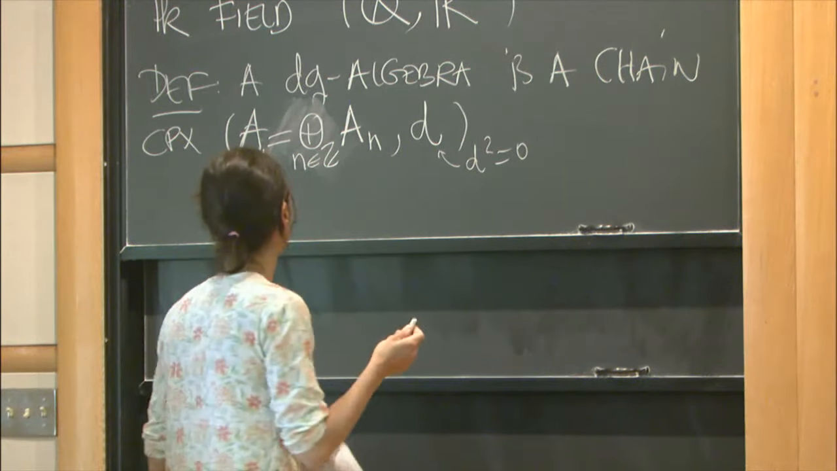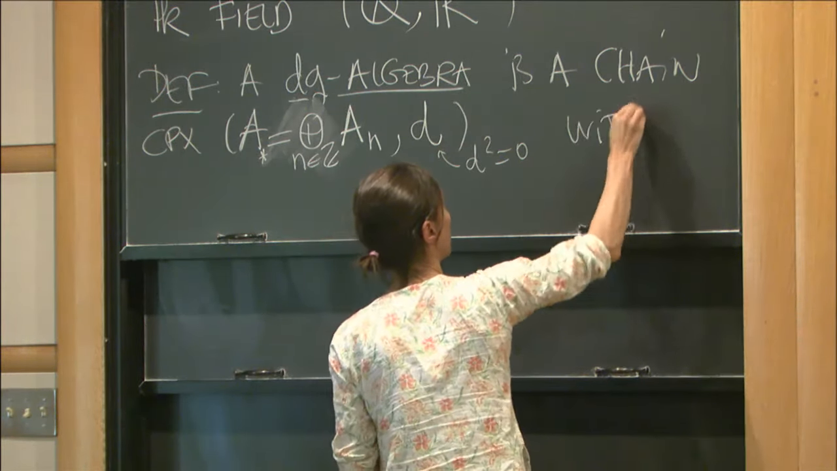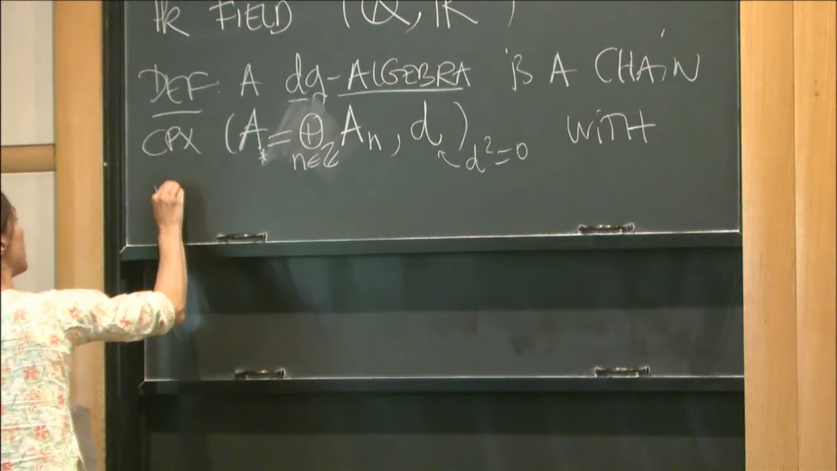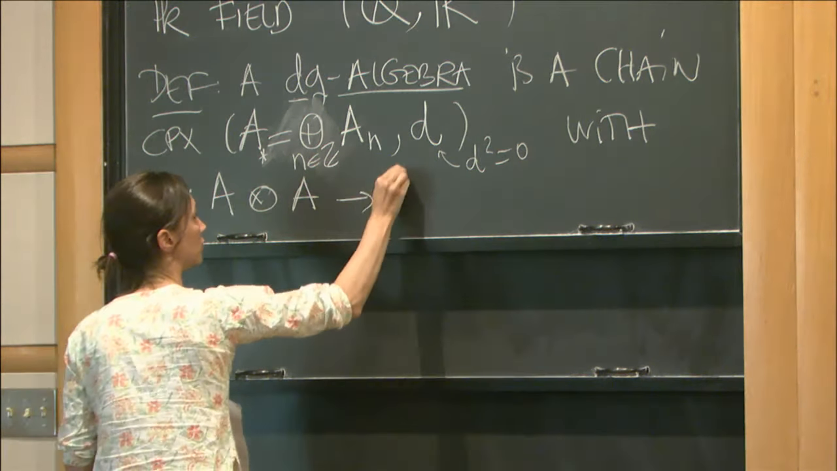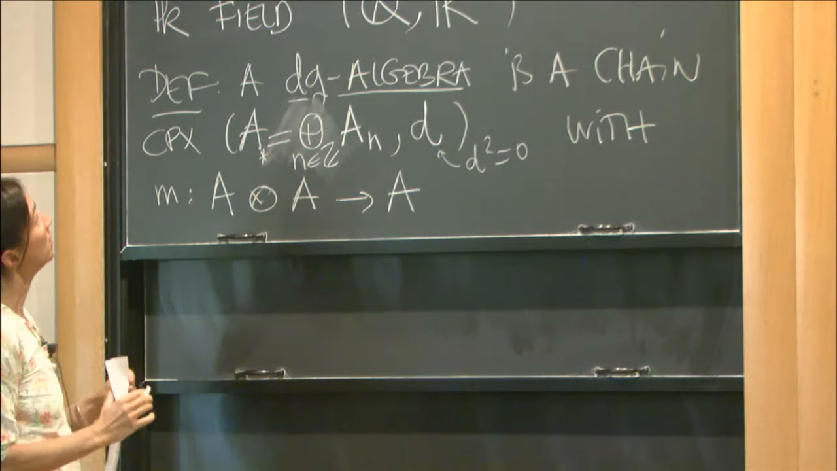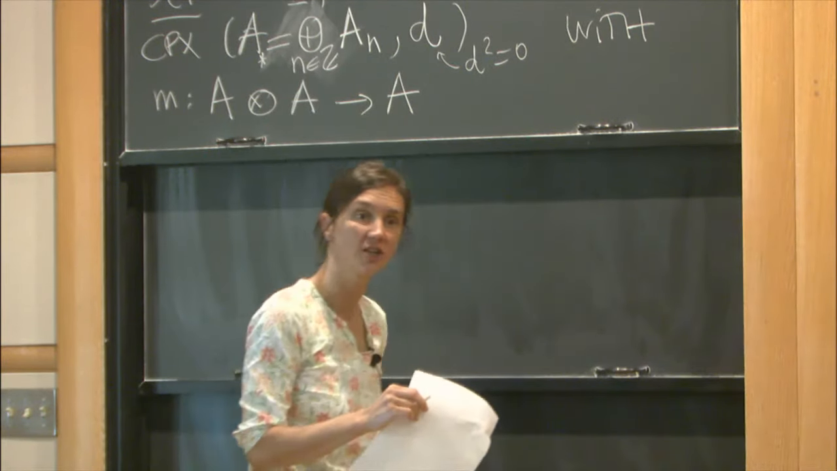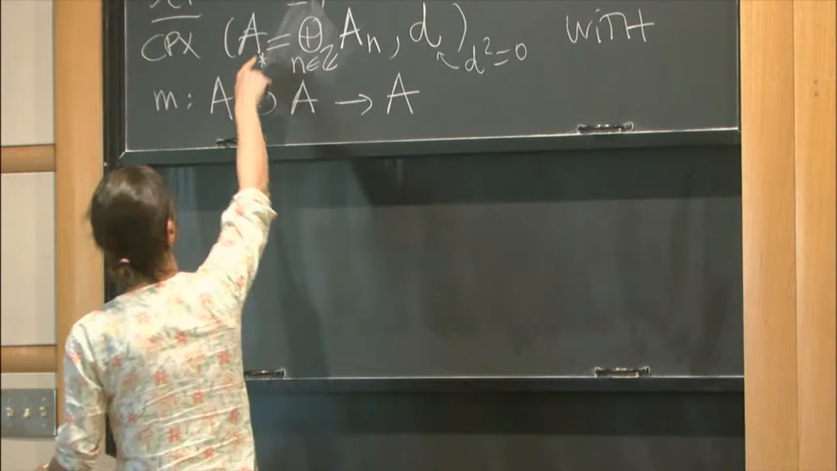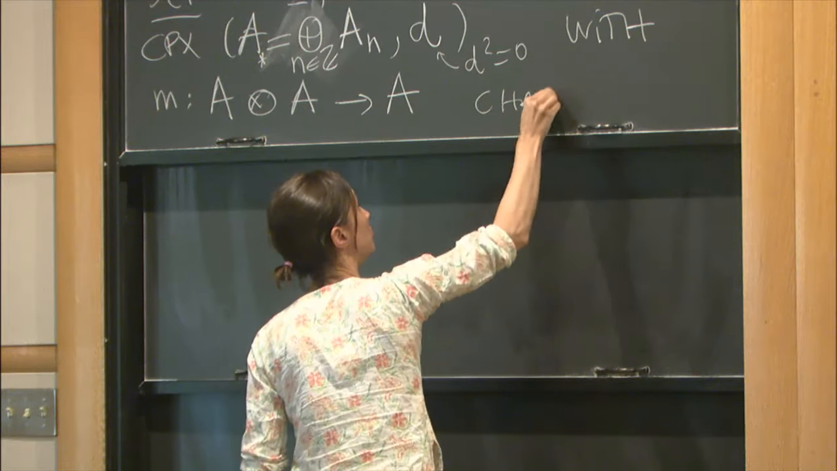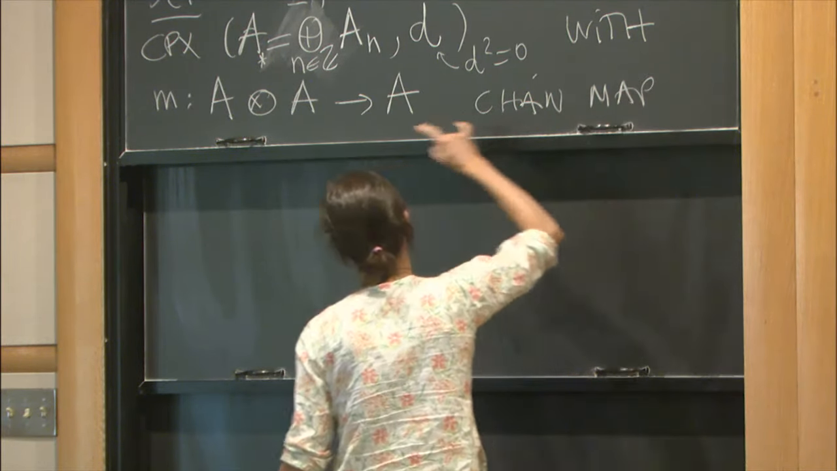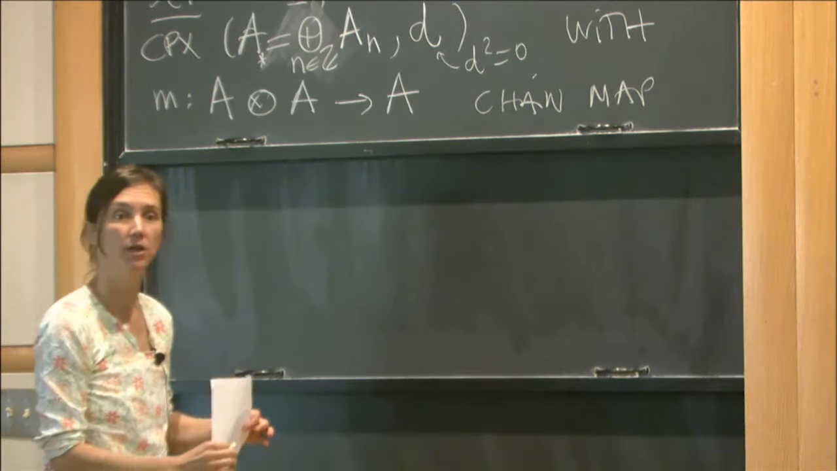And then I want a chain complex with a multiplication. Being an algebra means that I have a multiplication. I call it M here. M goes from A tensor A to A. I put in the exercise how to make this a chain complex. If this was a chain complex, this is again a chain complex. This should be a chain map. This means that it commutes with the differential. If I first do the differential here and then my multiplication, it is the same as if I first multiply and then take the differential. It should be a chain map.